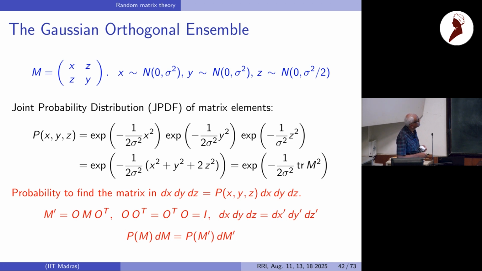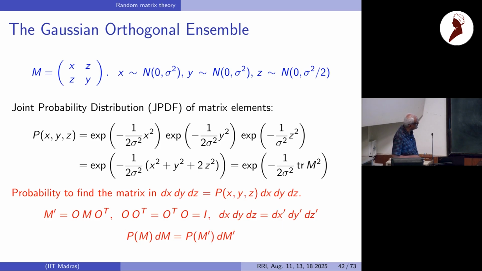So the joint probability distribution of this is given by trace M squared, and therefore the probability of finding the matrix in some interval dx, dy, dz is just given by this. This is the probability of finding that.